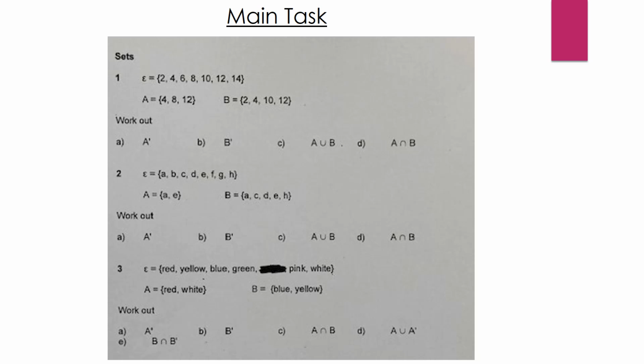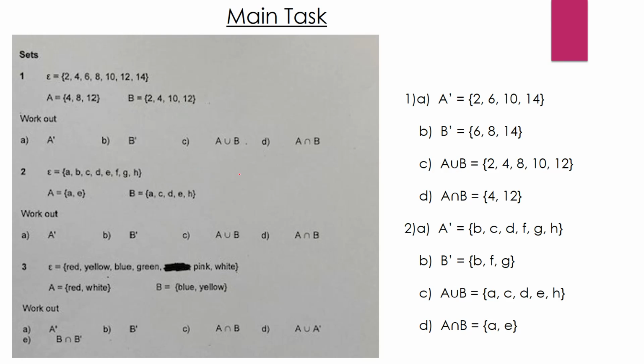Okay, welcome back then. And here are the solutions for questions 1 and 2. So everything not in A was 2, 6, 10, and 14. Everything not in B was 6, 8, and 14. A union B means it's in A or in B. So that's 2, 4, 8, 10, and 12. A intersect B, so it's got to be in A and it's got to be in B. So 4 and 12 are the two numbers in both. And again, here you could see the solutions to question 2.